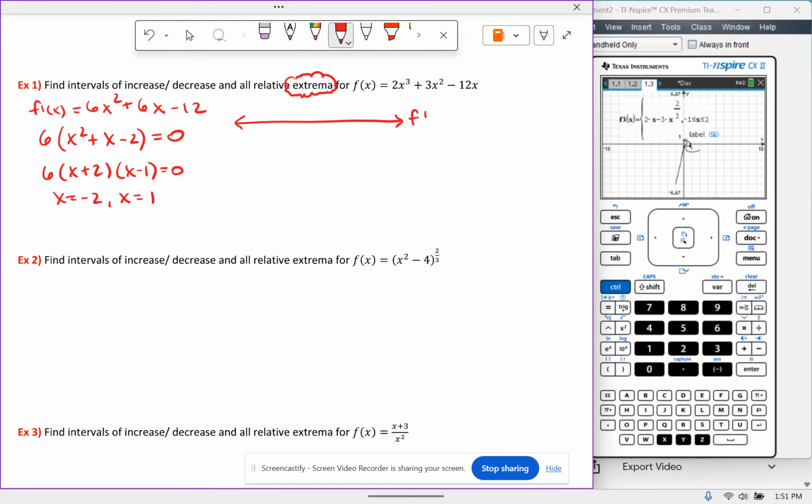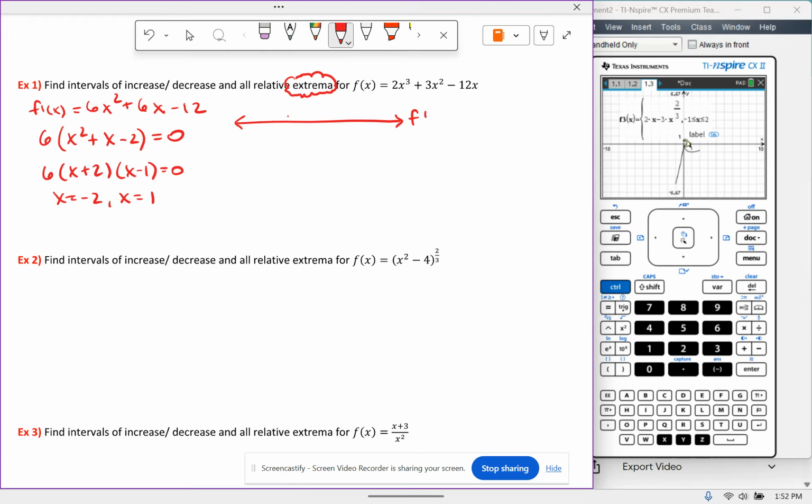Get in the habit of labeling this as your F prime number line. Why? Because it reminds you of what you need to evaluate back into to check the sign. And tomorrow you're going to learn about the F double prime number line. So if you're not labeling your lines, what do you think you're going to do? Confuse yourself, mess up, all that good stuff.